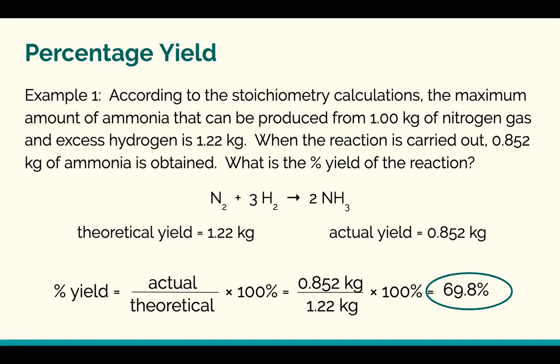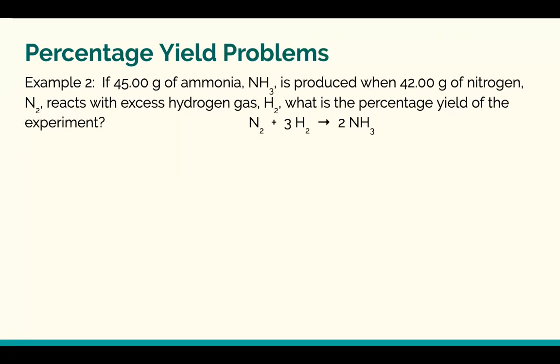So that's the calculation for percentage yield, but often with percentage yield questions, you first have to actually calculate the theoretical yield. So let's look at some of those examples. If 45.00 grams of ammonia is produced when 42.00 grams of nitrogen, N2, reacts with excess hydrogen gas, what is the percentage yield of the experiment? We're going to need the molar mass of ammonia and the molar mass of nitrogen because we need to do a stoichiometry calculation to figure out the theoretical yield of ammonia.